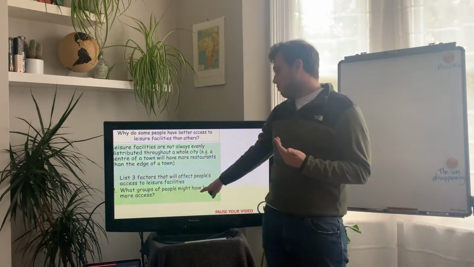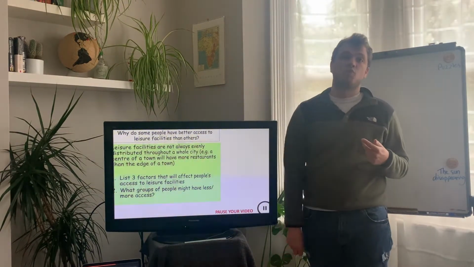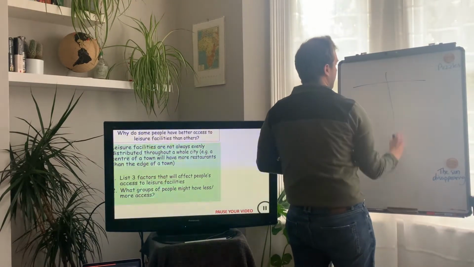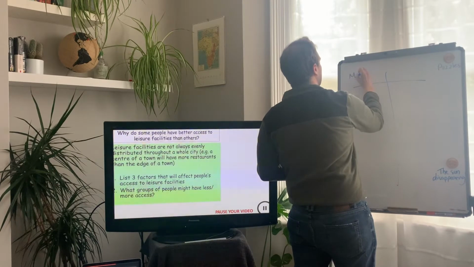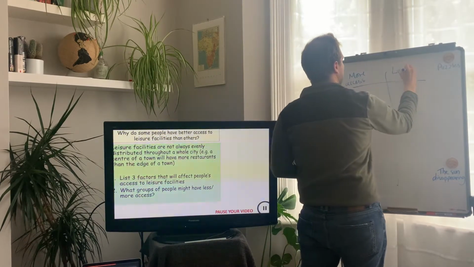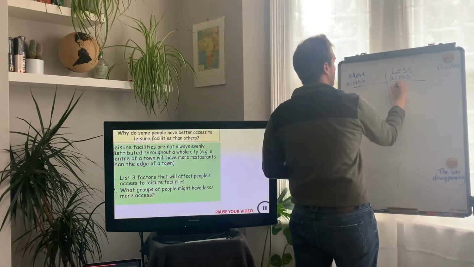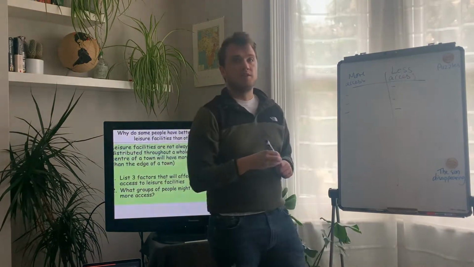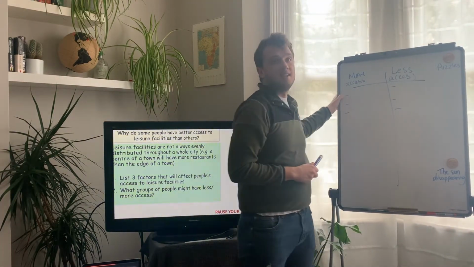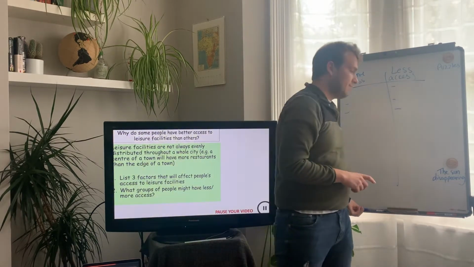And then what groups of people are going to have more or less access to leisure? So maybe do a little table. You could do a little T-bar table with more access and less access. And maybe come up with 3 bullet points for each. So 3 groups of people that are going to have more access, and then 3 groups of people who are going to have less, okay?